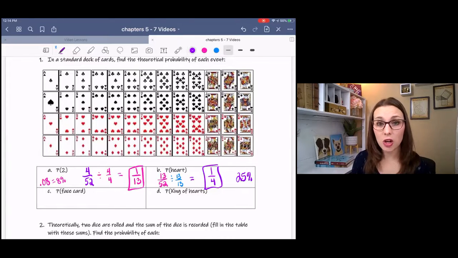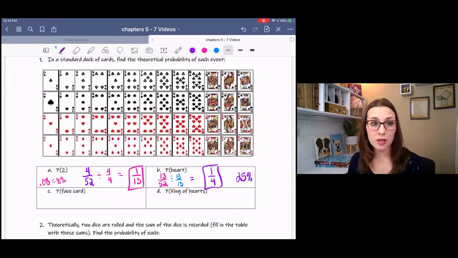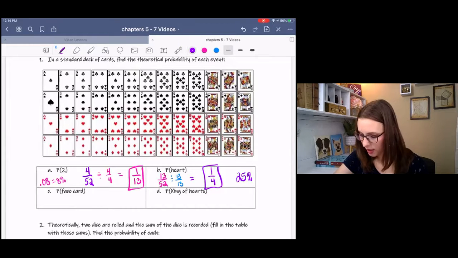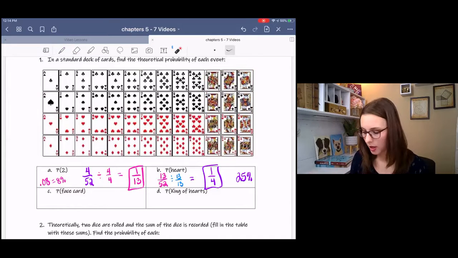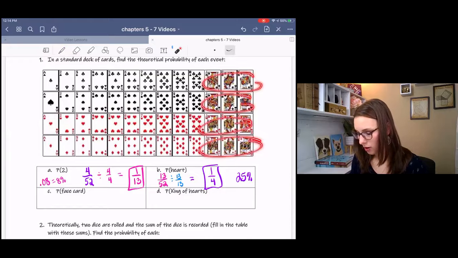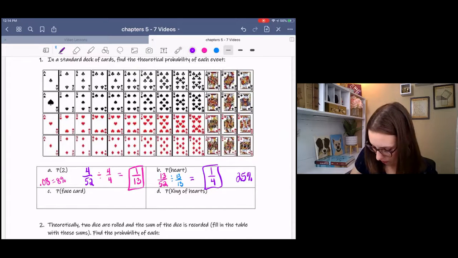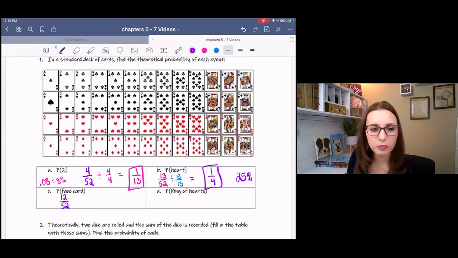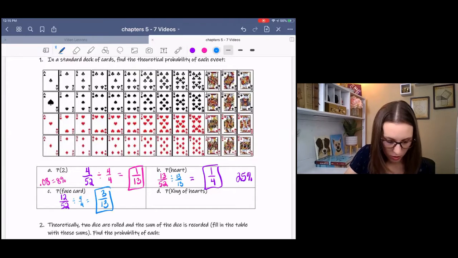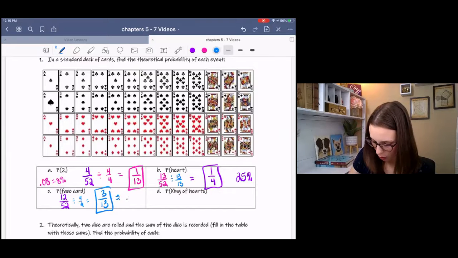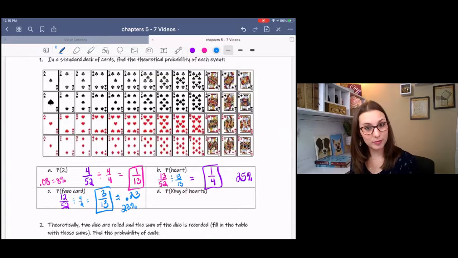And then when they say face card, it means it actually has a face on it. You might also see this as a picture card. And these cards, Jack, Queen, King, are picture or face cards. And there's 3, 6, 9, 12 out of 52. And then we'll go ahead and reduce that to get 3/13, which is about 0.23, so 23% chance of that happening.